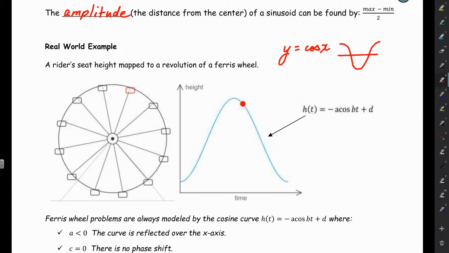So what we need to do is we need to write the cosine curve with a negative out front to reflect it over the x-axis. So Ferris wheel problems are always modeled by the cosine curve where a is less than 0, right? Because the curve has to be reflected over the x-axis in order to start low and have our height rise to the peak. And there's never going to be a phase shift when we're talking about Ferris wheel problems. So we have no plus or minus value inside the parentheses with t, which represents time in this case. All right, so let's look at some examples.